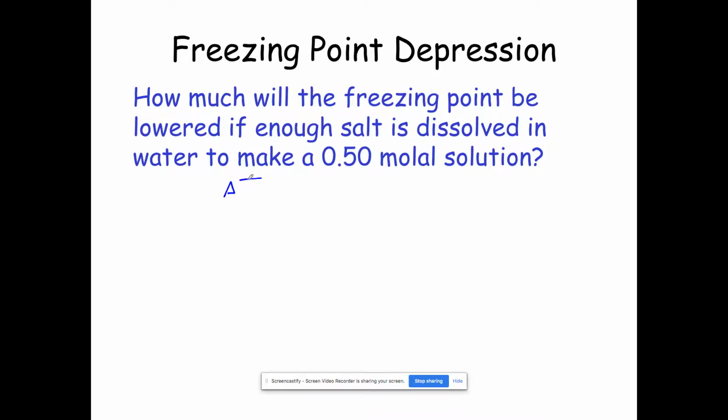Okay, bear with me here. Delta T sub F equals i times K sub F times little m. Is this formula on the reference table? No, it's not in the Regents. So we need to figure out what all these are to figure out how much lower.